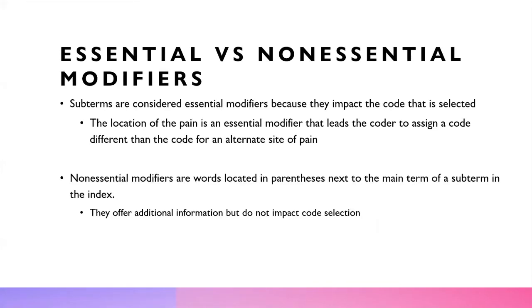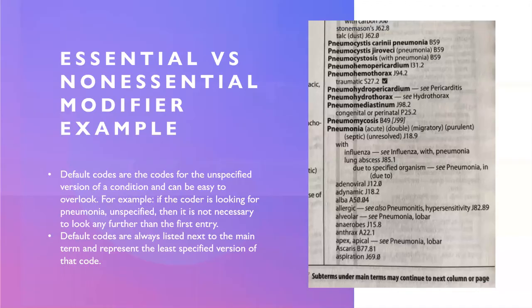Essential versus non-essential modifiers. Subterms are considered essential modifiers because they impact the code that is selected. The location of the pain is an essential modifier that leads the coder to assign a code different than the code for an alternate site of pain. Non-essential modifiers are words located in parentheses next to the main term or a subterm in the index. They offer additional information but do not impact code selection.